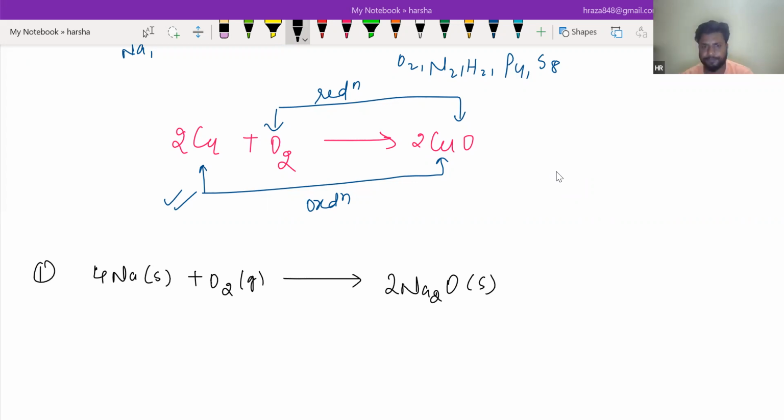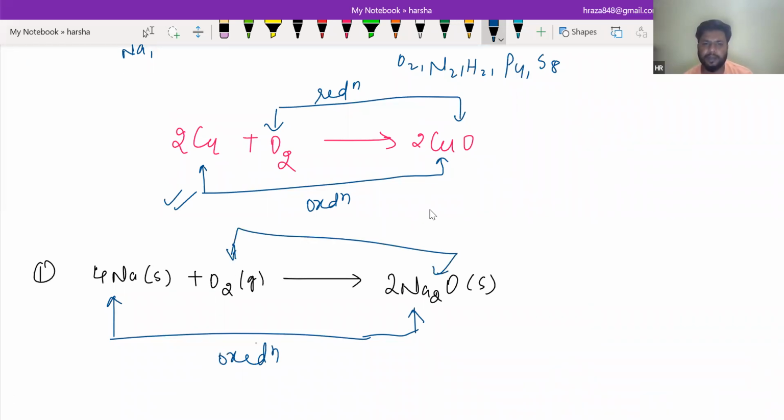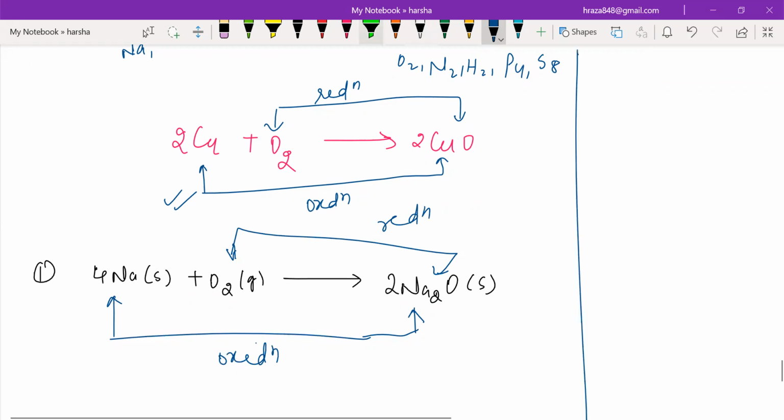Abdullah, do you have the answer? Sir, oxygen is reduced. Very good. Sodium is oxidized. You can see on the left hand side, sodium doesn't have any oxygen, but on the right hand side it does, that means this is oxidation. So the remaining part is reduction. Okay, everyone.